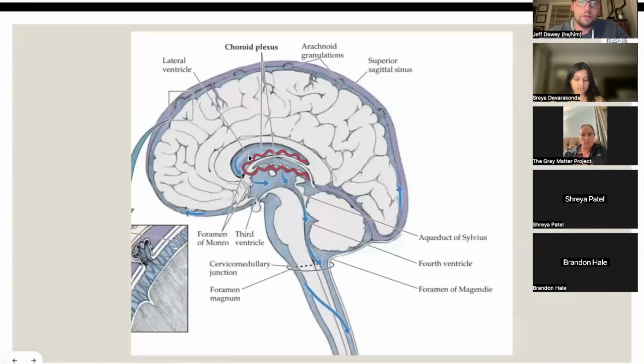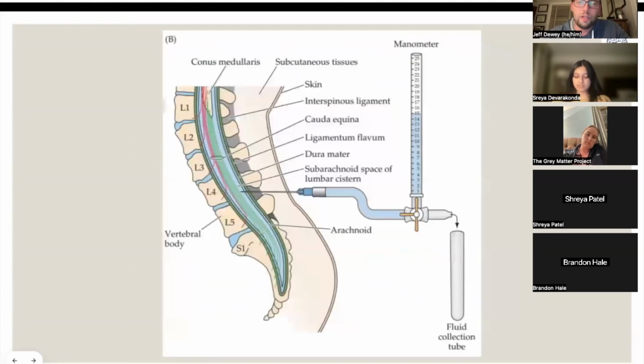And here you can see the general flow of cerebrospinal fluid. It's made in the ventricles in this structure outlined in red, called the choroid plexus, flows through the ventricles, around the brain, out into these arachnoid granulations, as well as down through the center of the brain and into the spinal cord where it bathes the spinal cord. And the reason this is important is we can actually sample this fluid.